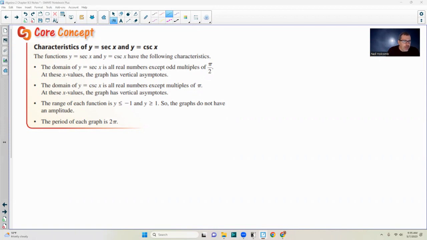The range of each function is y is less than or equal to -1 and y is greater than or equal to 1. So the graphs do not have an amplitude. The period of each graph is 2 pi. Okay, so we're going to take a look at that in examples.